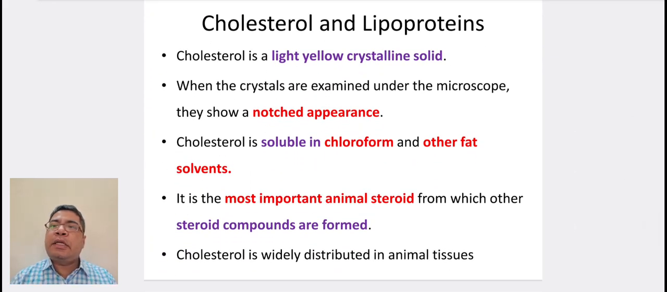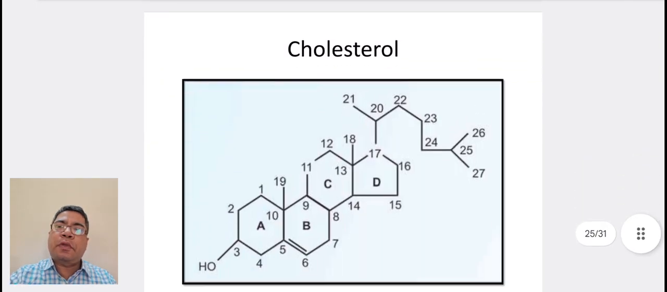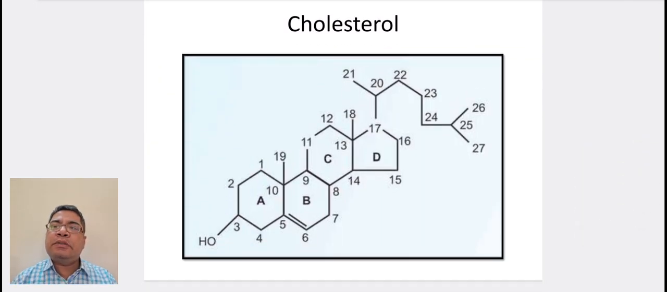Cholesterol is a light yellow crystalline solid, but when the crystals are examined under the microscope, they show a notched appearance. Cholesterol is soluble in chloroform and other fat solvents. It is the most important animal steroid from which other steroid compounds are formed. Cholesterol is widely distributed in animal tissues. In this diagram, we can see the cholesterol.